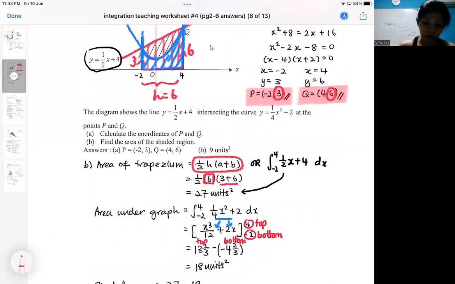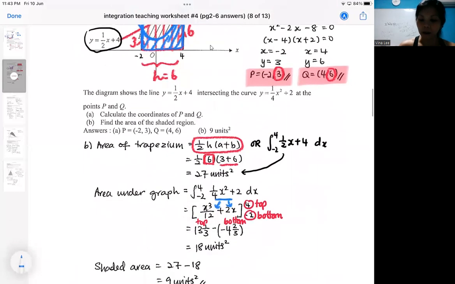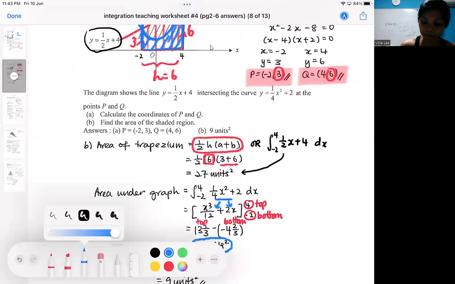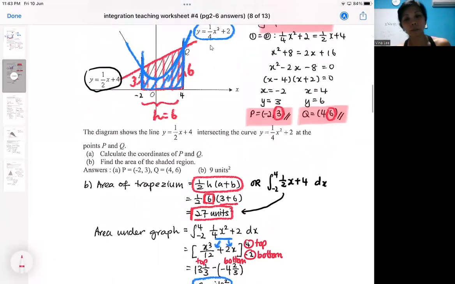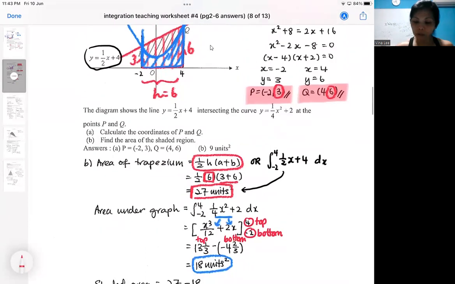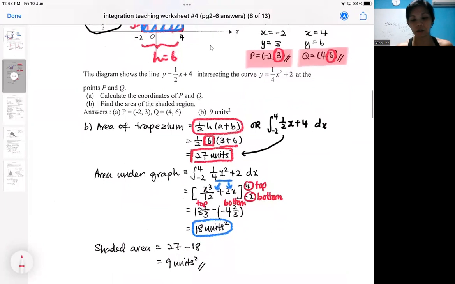If you look, it does make sense. I'm expecting the under curve to be smaller than the trapezium. So it's quite obvious the trapezium is bigger than the blue part. So if you want to get the shaded area, it's just a pure subtraction.